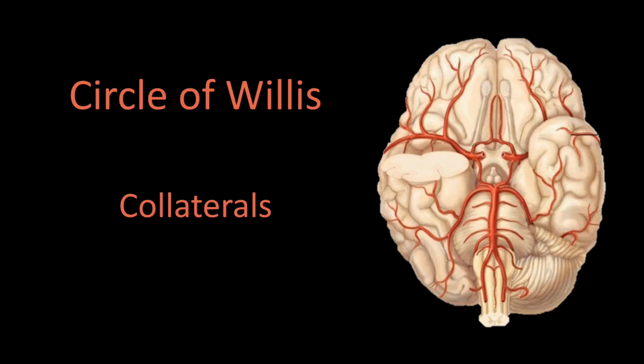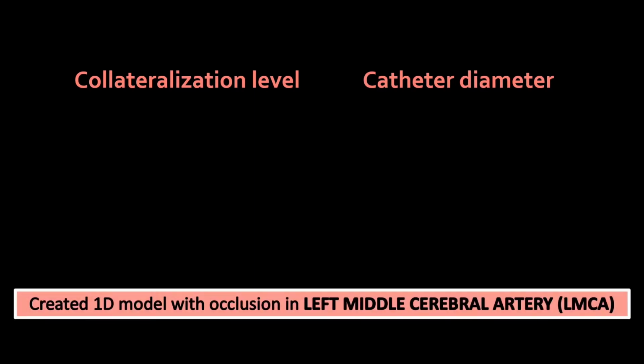While this can be hard to examine in practice, many potential scenarios can be simulated with computational models, which is what we did this summer. In order to understand how collateralization level and catheter size impact blood flow during treatment of an ischemic stroke, we created one-dimensional computational models of the circle of Willis, with an occlusion in one of its arteries, known as the left middle cerebral artery, or LMCA.